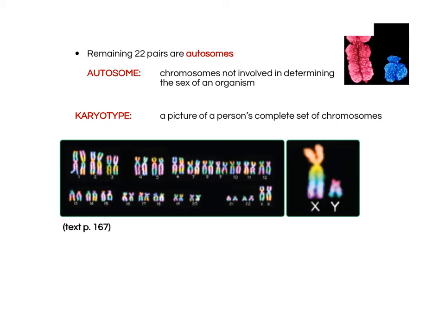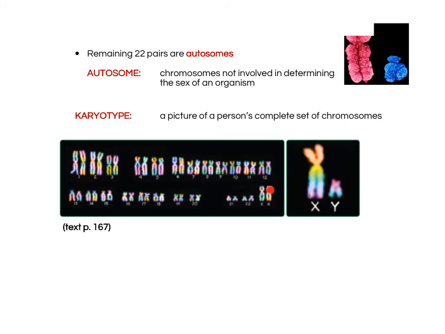Right? So if it's a human, we're going to expect there to be 23 pairs. Here we can see the first pair, second pair, third pair, fourth, and so on, all the way down to the 22nd pair, and then the 23rd pair. In this case, this is showing an X and an X. So this karyotype as a whole would be that of a woman.